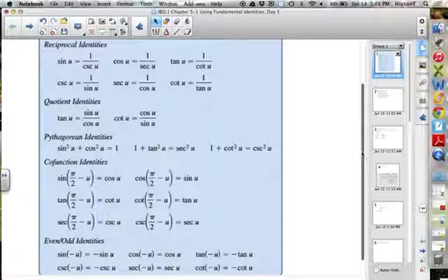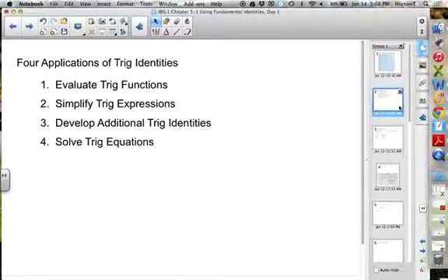Now, today what we're going to look at are the first two of our four applications. This chapter really, if you want an outline of the whole chapter, this is it right here. We're looking at applications of the identities. Today we're going to look at evaluating trig functions just briefly, and we're going to spend more time on number two, simplifying trig expressions. And then later on we're going to actually use identities and things to develop other identities.